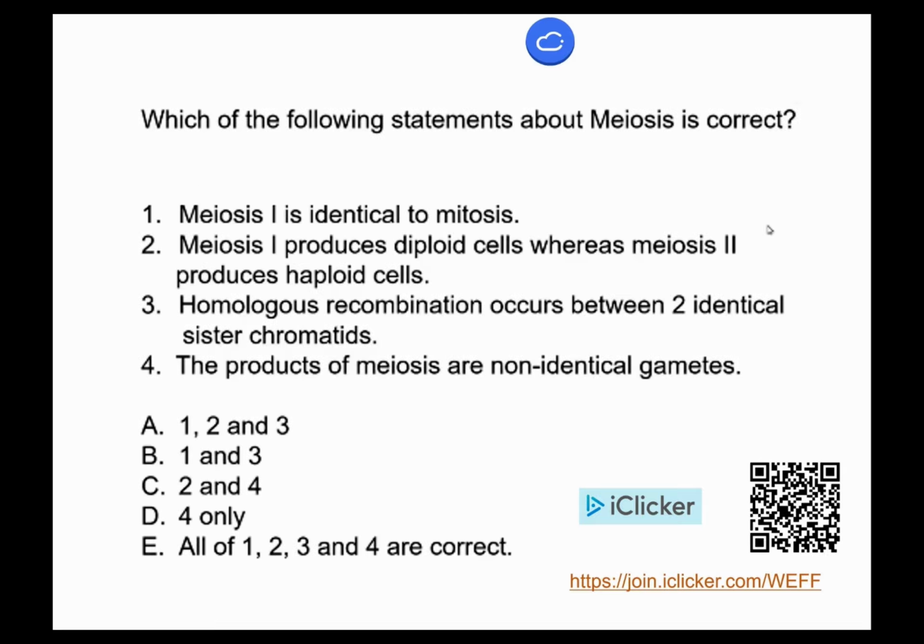Anyone else? Yes. Excellent. There's homologous recombination in meiosis 1. There was no homologous recombination during mitosis. Excellent. That's one really big one. What's another big one? Yes.